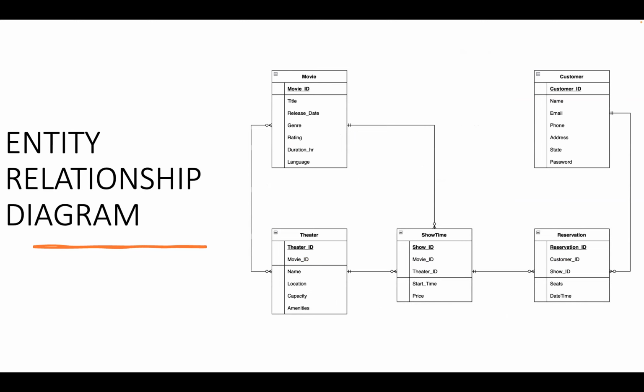So for our project, we have 5 collections in total. We have customer, reservation, showtime, theater, and movie. Customer and reservation are connected. Reservation is connected to showtime, and showtime in turn is connected to movie and theater. And movie is also connected to theater.